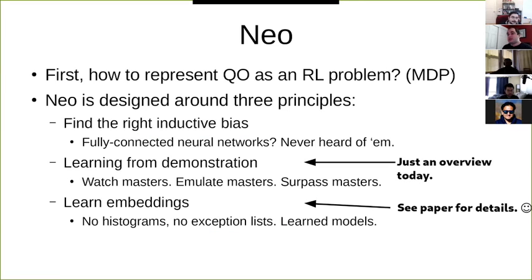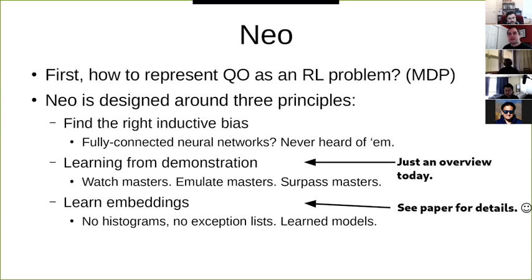The first thing that we're going to talk about is how to represent query optimization as a reinforcement learning problem. This comes down to representing it as a Markov decision process, which is a fancy term for basically a graph navigation problem. You have a graph, it has vertices, it has edges. At each vertex, you have to pick an edge, and your goal is to pick the best edges along the way. We designed NEO around 3 principles.